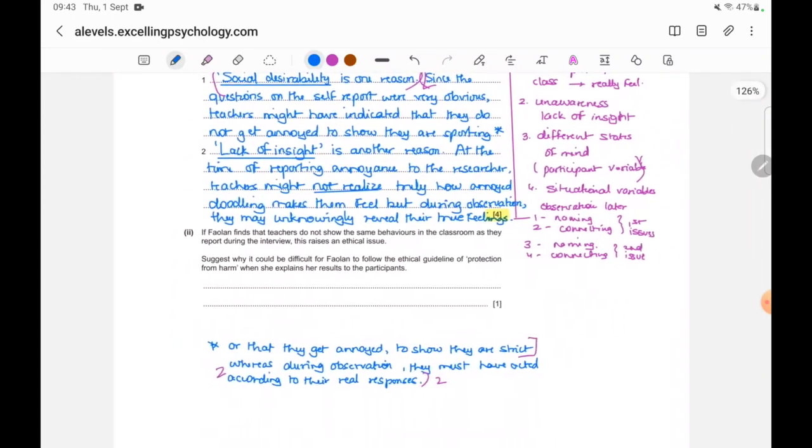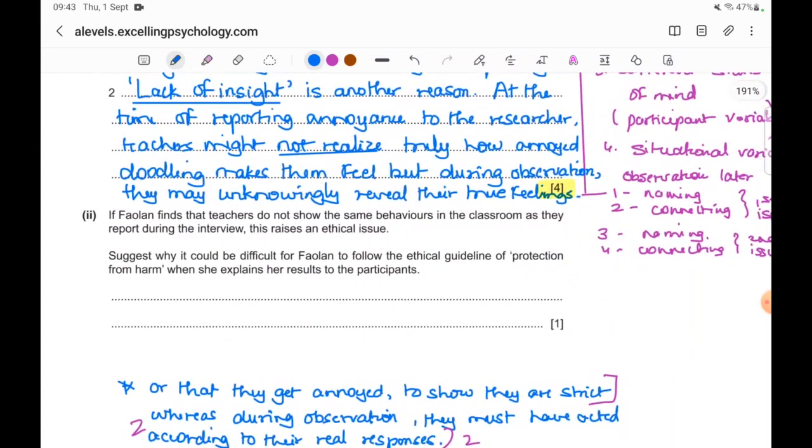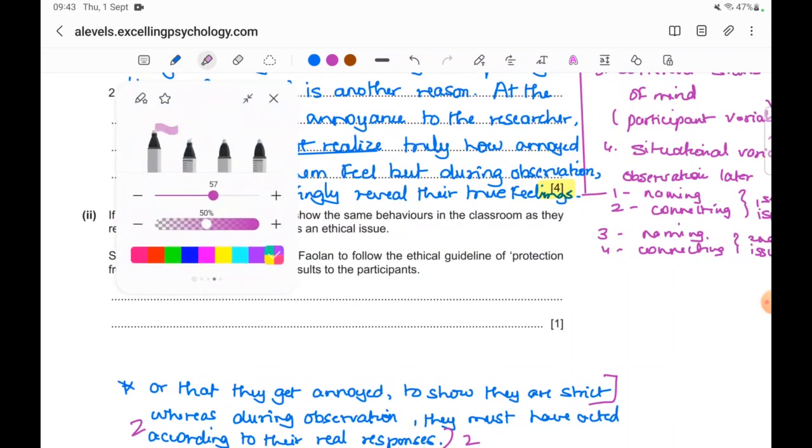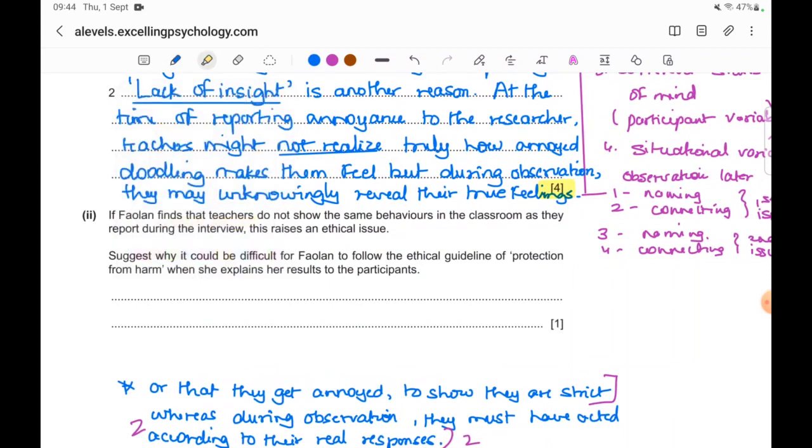Okay, there's one more question here. If YU finds that teachers do not show the same behaviors in the classroom as they report during the interview, this raises an ethical issue. Suggest why it would be difficult for YU to follow the ethical guideline of protection from harm when she explains her results to the participants. When she explains her results, when do we explain results to participants? At the time of debriefing, right? So they are talking about what would happen during debriefing.